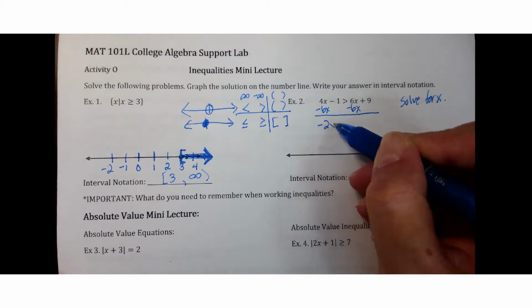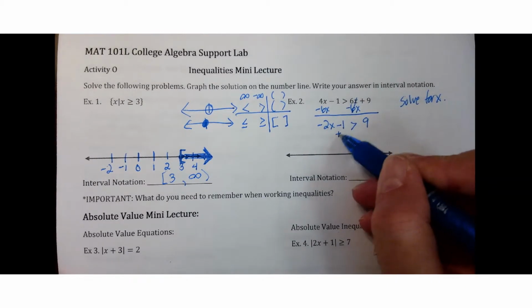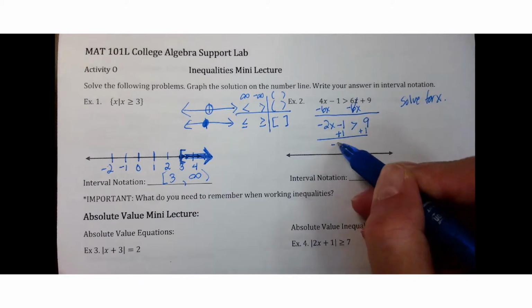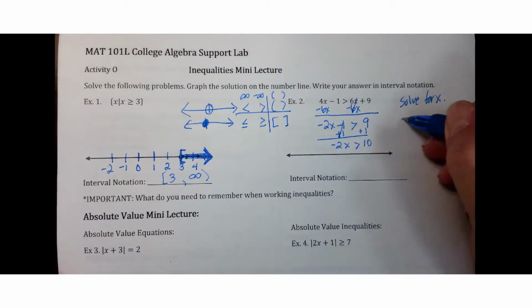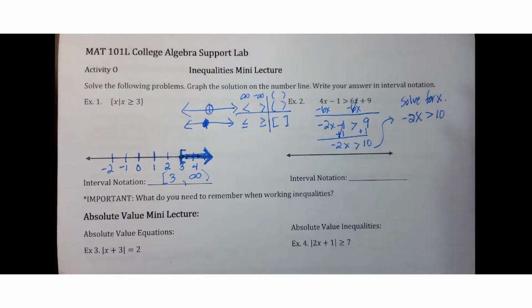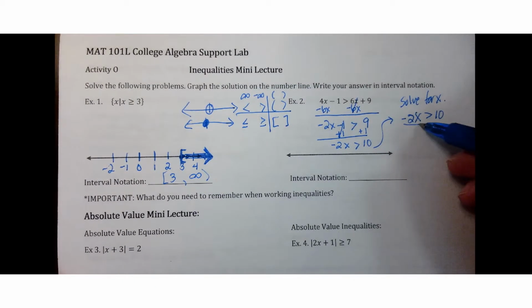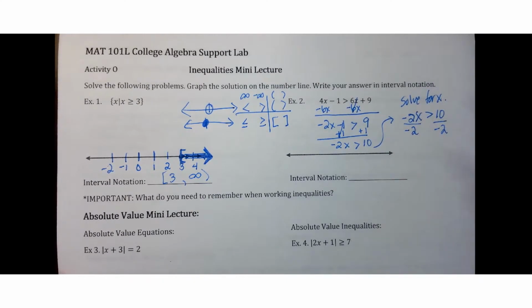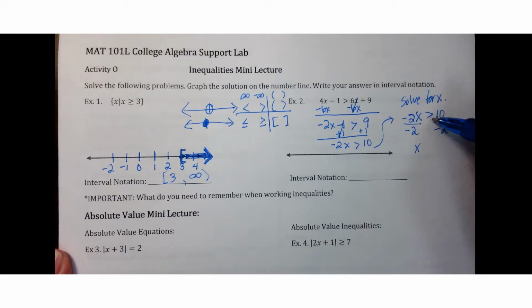This is -2x minus 1 is greater than 9. And we're going to add 1. So I get -2x is greater than 10. And let me come over here and write that again because we're running out of room here. Okay, and then here's where things are different with an inequality. If I have a number in front of x and I want to divide both sides by this number, just like we do with the linear, if this number is negative, and in this case it is, then I would change the inequality sign.